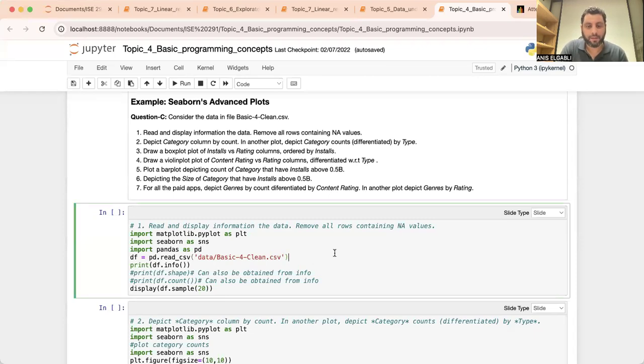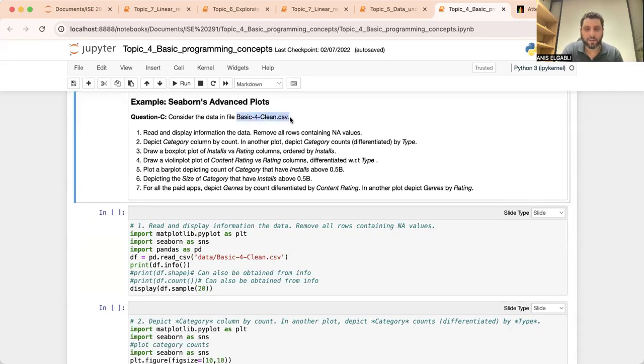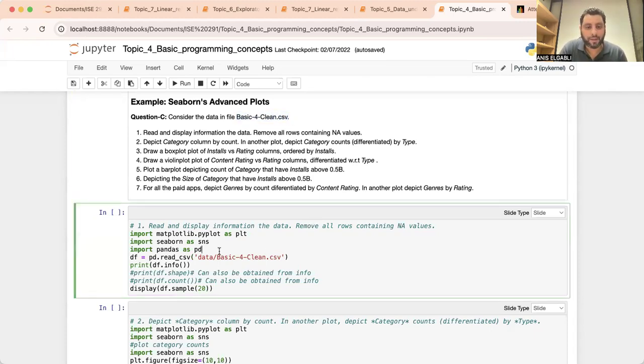We are still in the topic of basic programming concepts. So we will get to know more about visualization tools available in the Seaborn library. Let's start by working with this example here. We're going to load the data of this file, basic4 clean.csv, and create a data frame from the content of that file. We're going to work with different attributes, plot their statistics, and differentiate them by values of other attributes and so on.